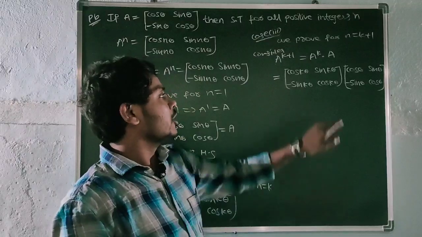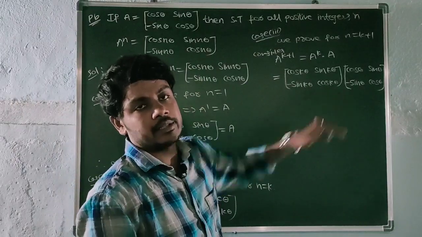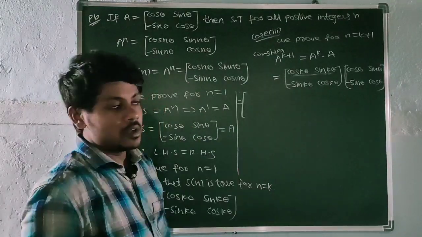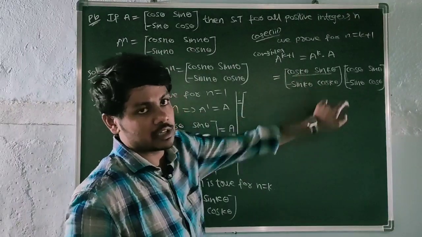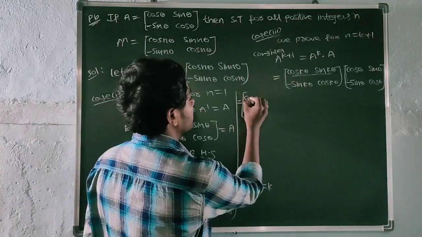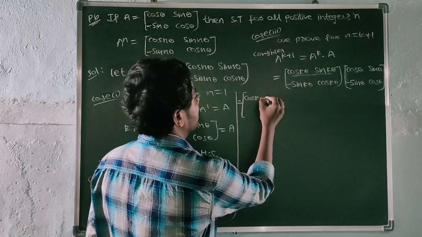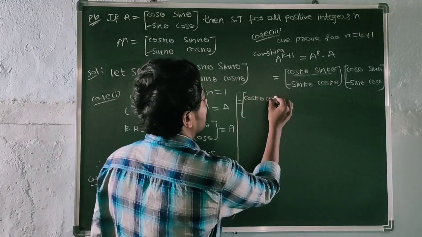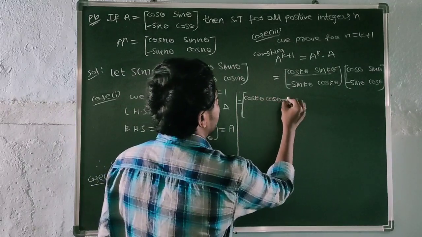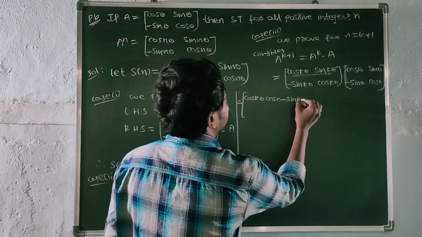So now here you have to multiply these two matrices. See here, multiplying first row with first column. So what you get? Cos k theta cos theta minus sin k theta sin theta.